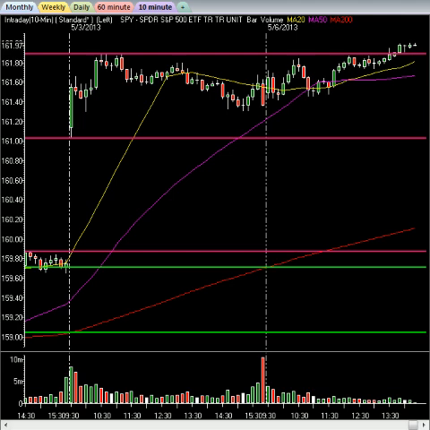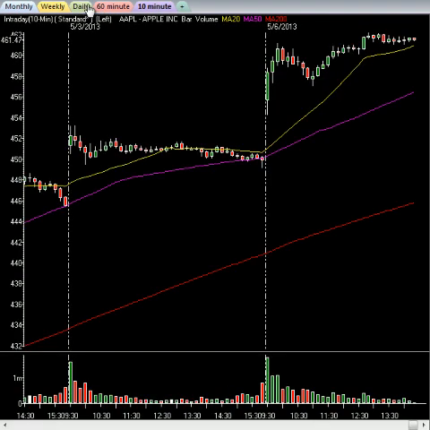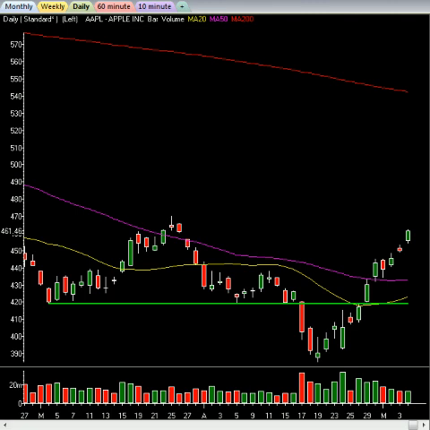Number one, the markets are trading slightly higher today. S&P up 5 points, Dow up 12, NASDAQ up about 17. NASDAQ seems to be leading the charge today on the back of Apple, up another $11.50 here. Interesting thing about Apple, folks, is that Apple is into some resistance now.